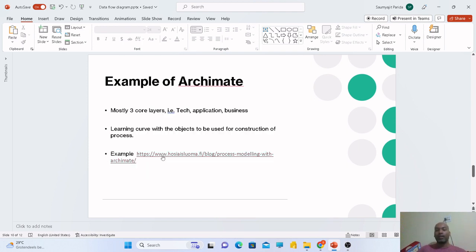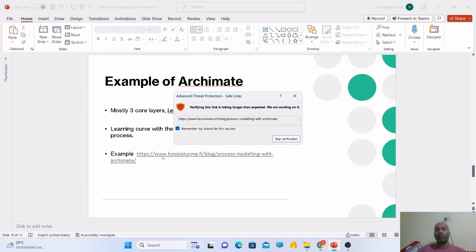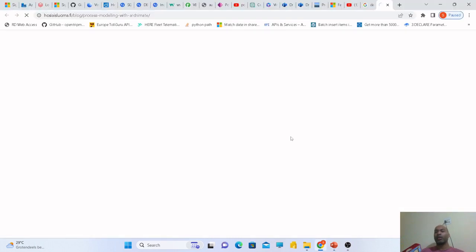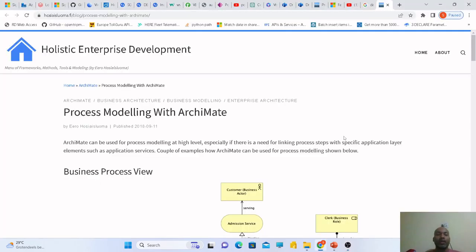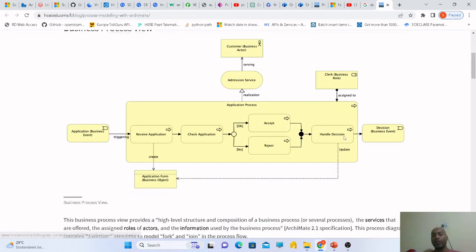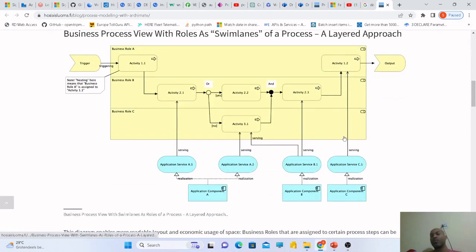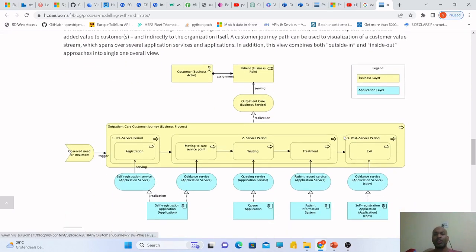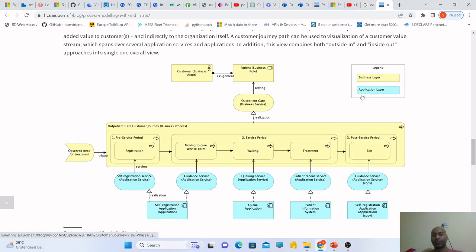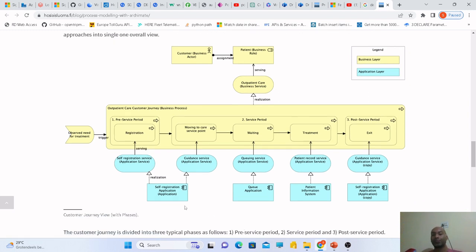Archimate I can explain in detail, but I will just give a brief overview of it so that you already know. My suggestion would be to use Microsoft Visio rather than Archimate. Archimate is an old application and it's free software that can be downloaded by anyone. In the old days I was using Archimate, but now I'm using Visio. In short, Archimate has three layers. One is the IT layer, which is the hardware layer below the application layer, and then the application layer, and then the business layer.